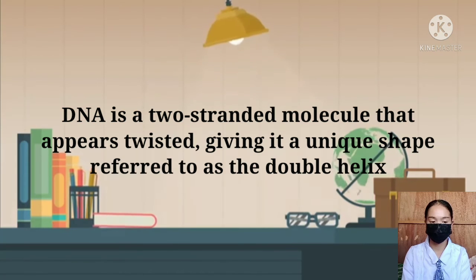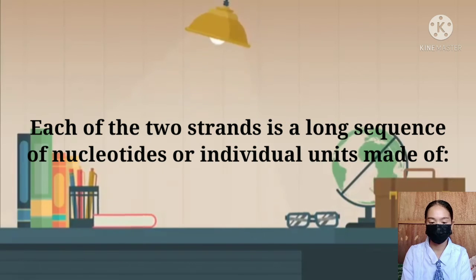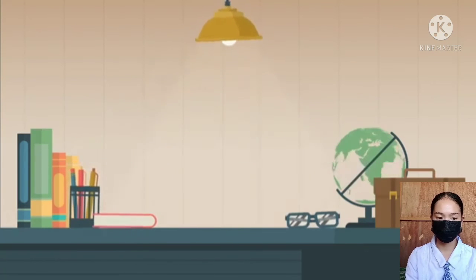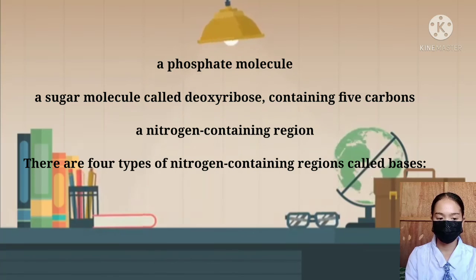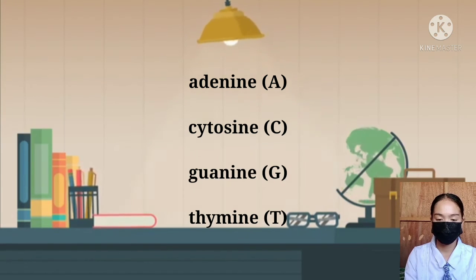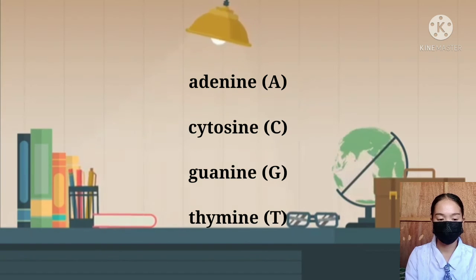DNA is a two-stranded molecule that appears twisted, giving it a unique shape referred to as the double helix. Each of the two strands is a long sequence of nucleotides, or individual units, made of a phosphate molecule, a sugar molecule called deoxyribose containing 5 carbons, a nitrogen-containing region. There are 4 types of nitrogen-containing regions called bases: adenine, cytosine, guanine, and thymine.